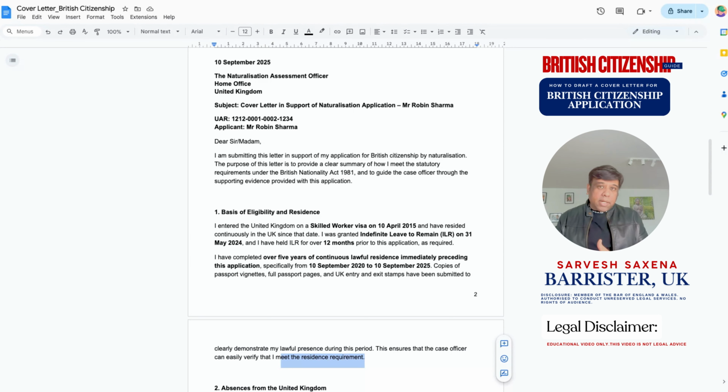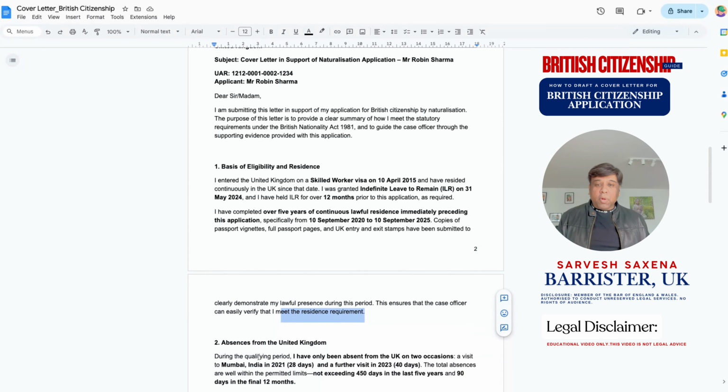This is the date I was granted ILR. Then I waited for 12 months, and then I made the application, and that's how I have covered the whole 5 years period.